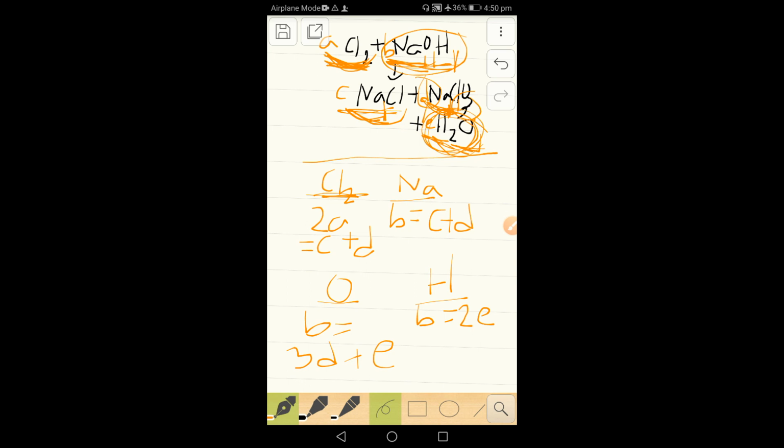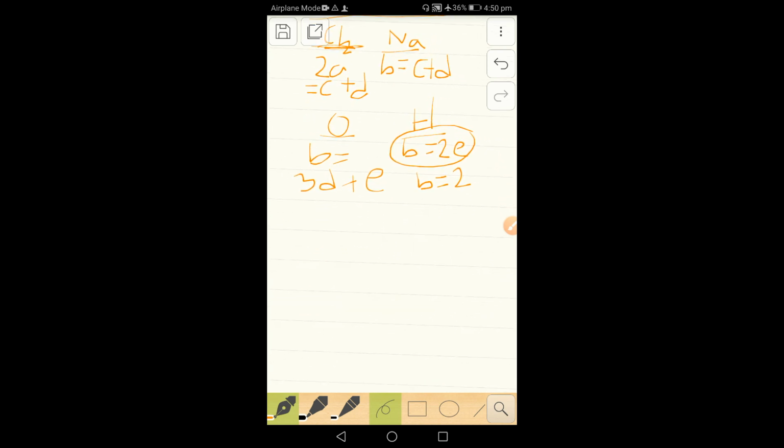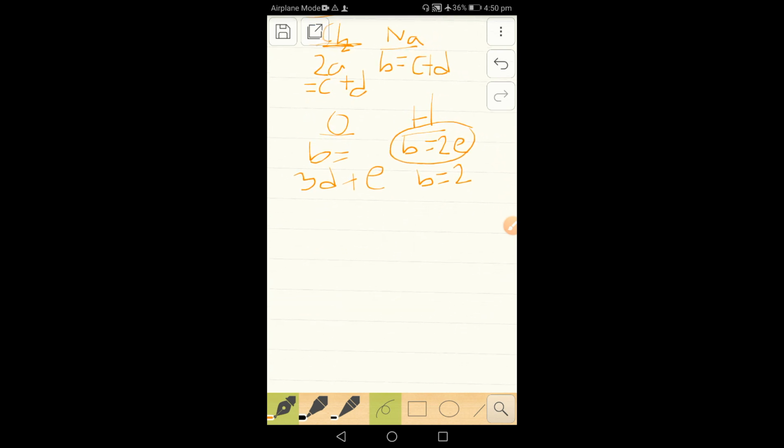Okay, here, look, we have B equals to 2E. So we might start from here. Let's take B is equal to 2. Okay, we are now solving it. So if B equals to 2, then E must be equal to 1 from the solving. Okay, now let's put these values here in this equation.